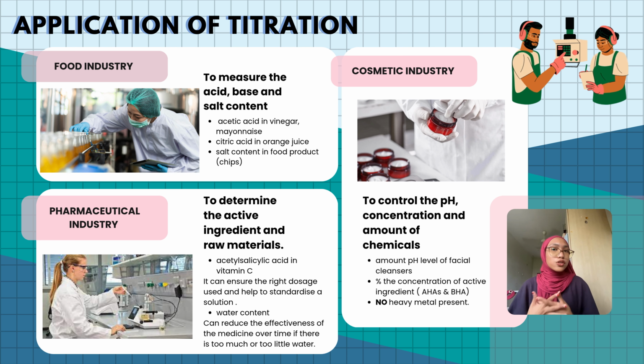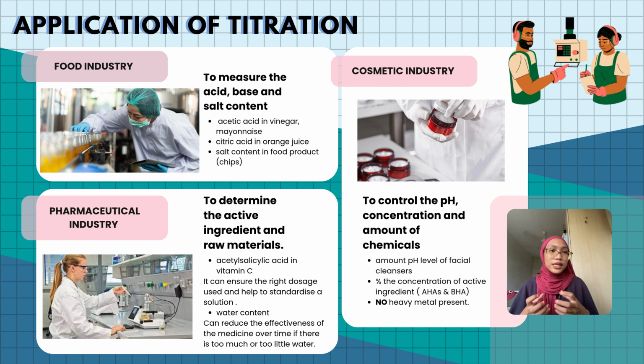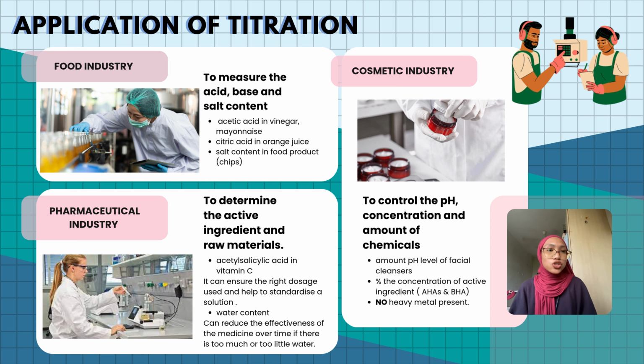Okay, lastly is the cosmetic industry. The cosmetic industry uses titration to control the pH, concentration, and also the amount of chemicals. For example, we can control the pH level in facial cleanser. Next is to control the percentage concentration of active ingredients such as AHA and BHA. And lastly is to measure whether heavy metals are present or not.